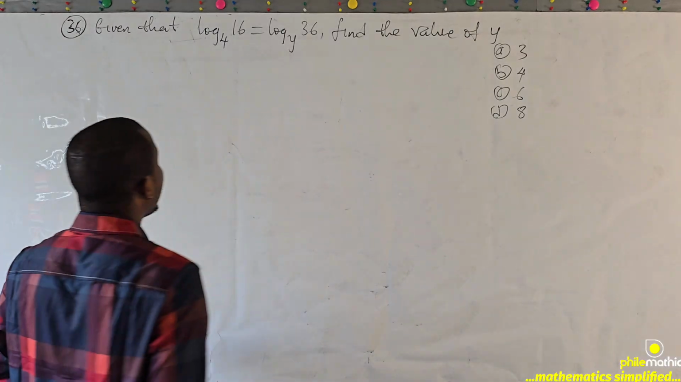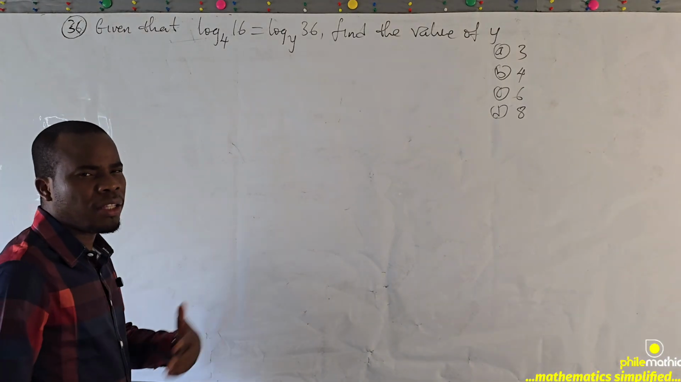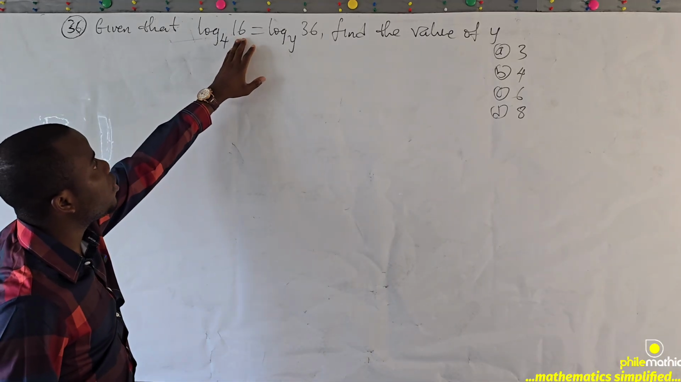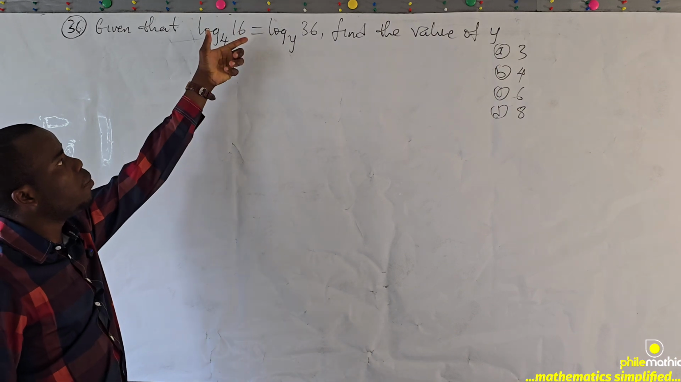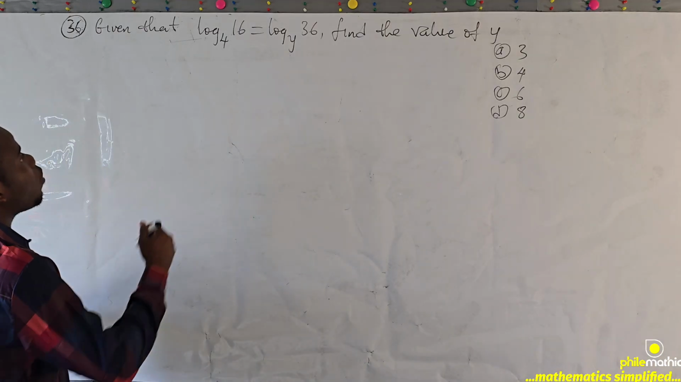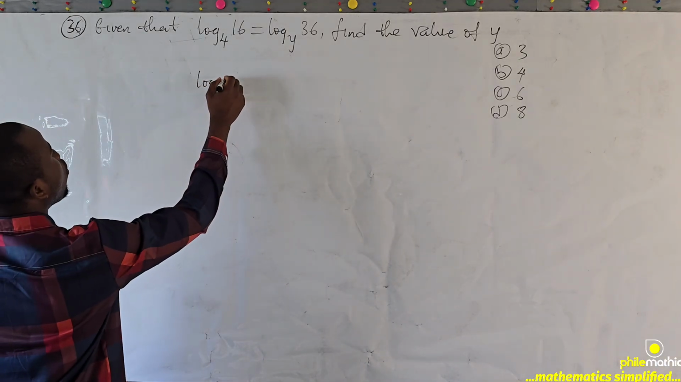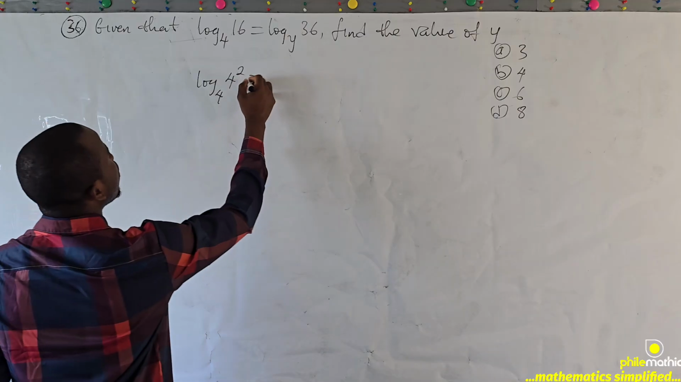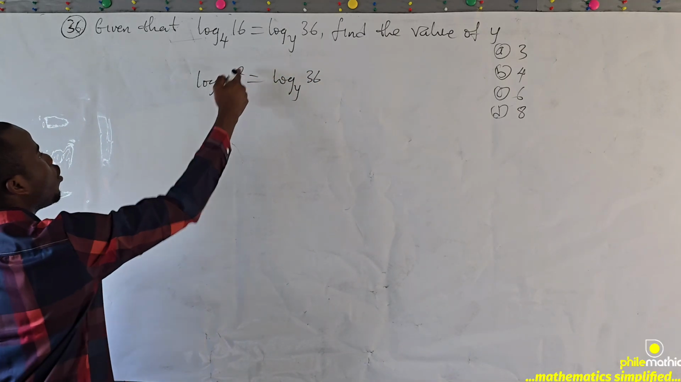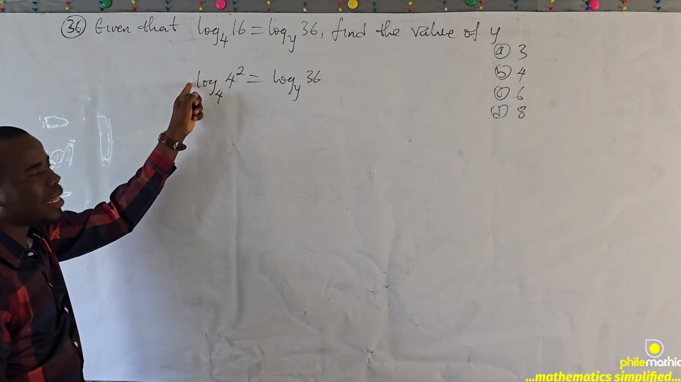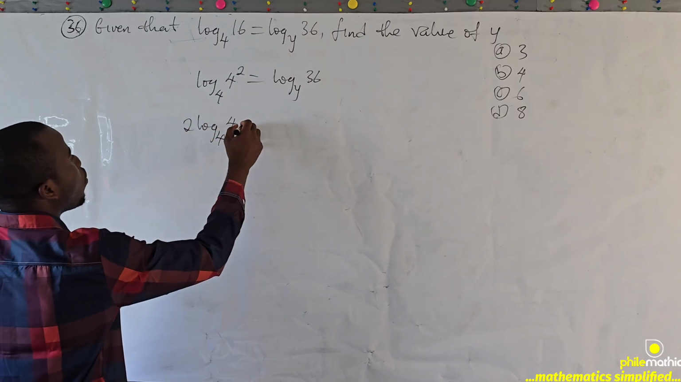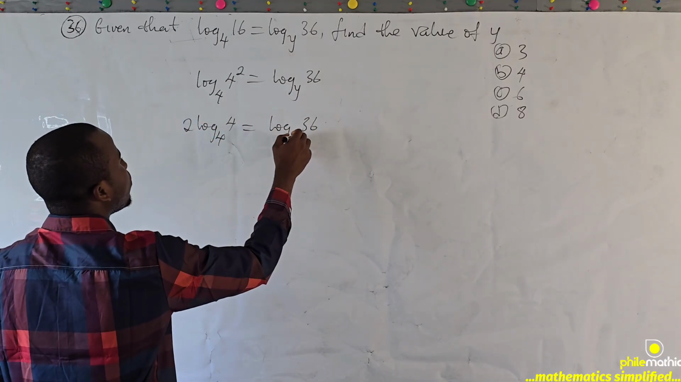Given that log 16 base 4 equals log 36 base y, find the value of y. Okay, we'll just apply the laws of logarithm and the laws of indices here to solve this problem. We see that this is log 16 base 4. We can put 16 in base 4 so that we'll have log to the same base. And how do we do that? This is log 4 squared base 4 equals log 36 to base y. This is from laws of logarithm: the power can multiply the logarithm. And so we have 2 log 4 to base 4 equals log 36 to base y.